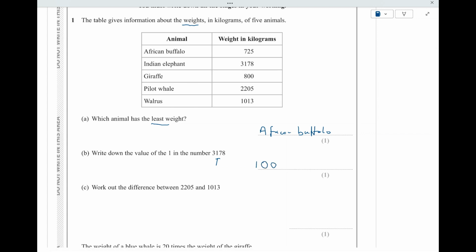Now, you can write 100, or you can write 100. Work out the difference between these two. Well, on my calculator, I'm going to do that calculation. 2205 minus 1013 gives me the answer 1192.